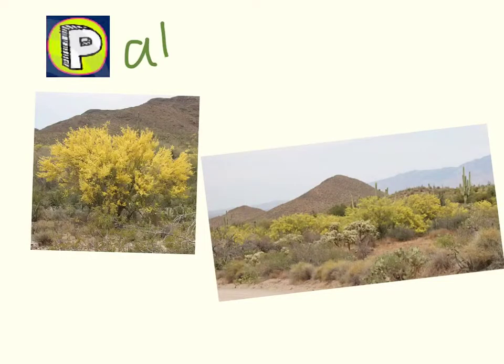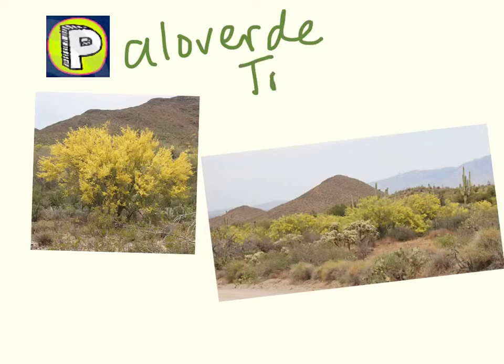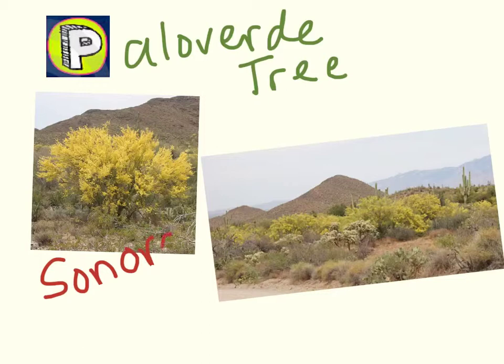P is for Palo Verde tree. You can see from the picture that in the desert, trees don't get very tall. That's because the soil's not very rich with nutrients and it's quite arid, so they don't have very much water to grow. Palo Verde trees are found in the Sonoran Desert. That's in the southwestern section of the United States.